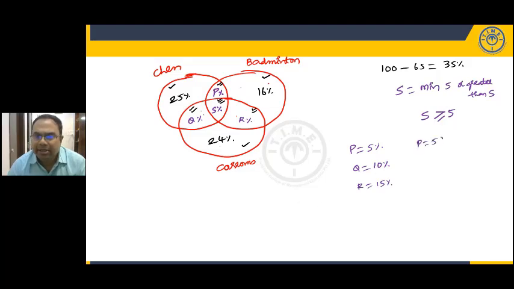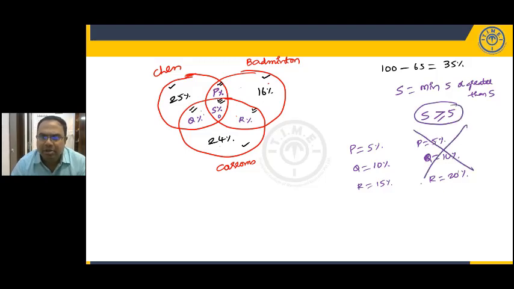Or P 5%, or Q 10%. You can interchange this. Or 20%, this is also an okay number. Because the sum of the remaining regions is 35. If I take this 20, 30, 35, that means S should become 0. S cannot be 0. Now what is given in the data? S has to be at least 5. So this is not possible.